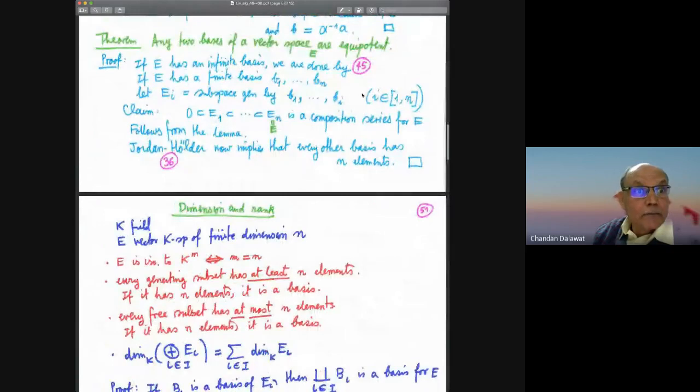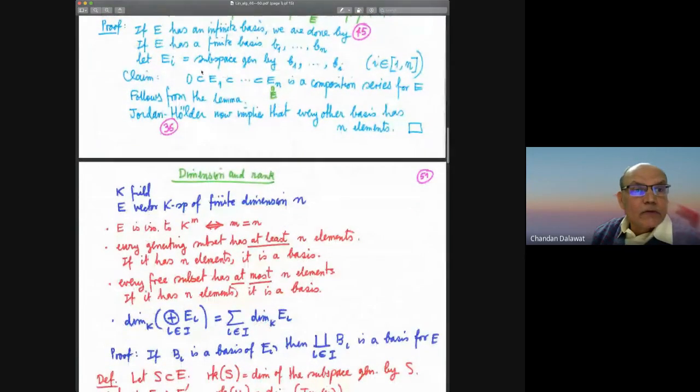on Sunday. So let's assume that E has a finite basis, B1 to Bn, and let Ei be the subspace generated by B1 up to Bi. So I've got subspaces E1, E2 up to En. Here they are. 0 is contained in E1, which is contained in E2, etc., all the way up to En, which is equal to E, because this is a basis for E.